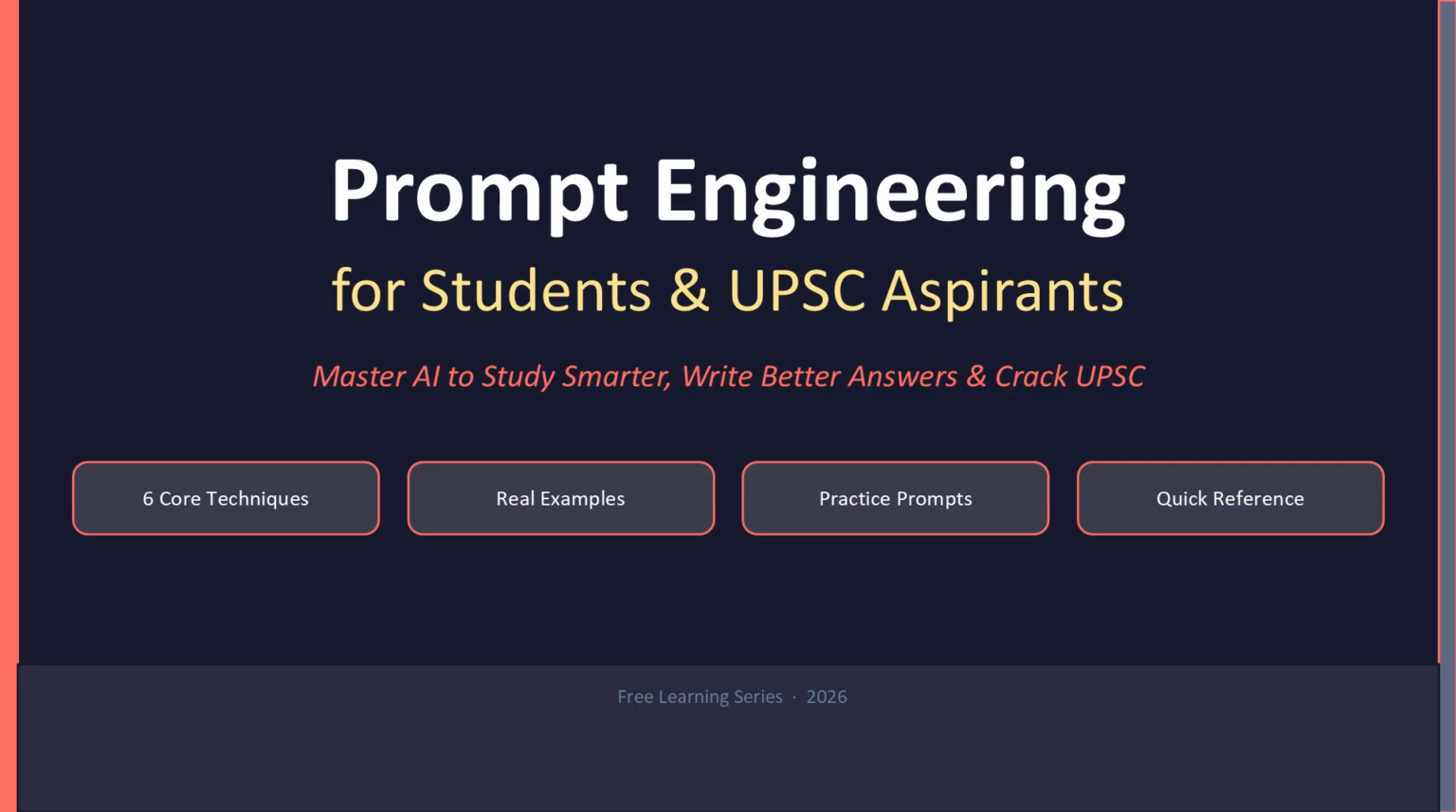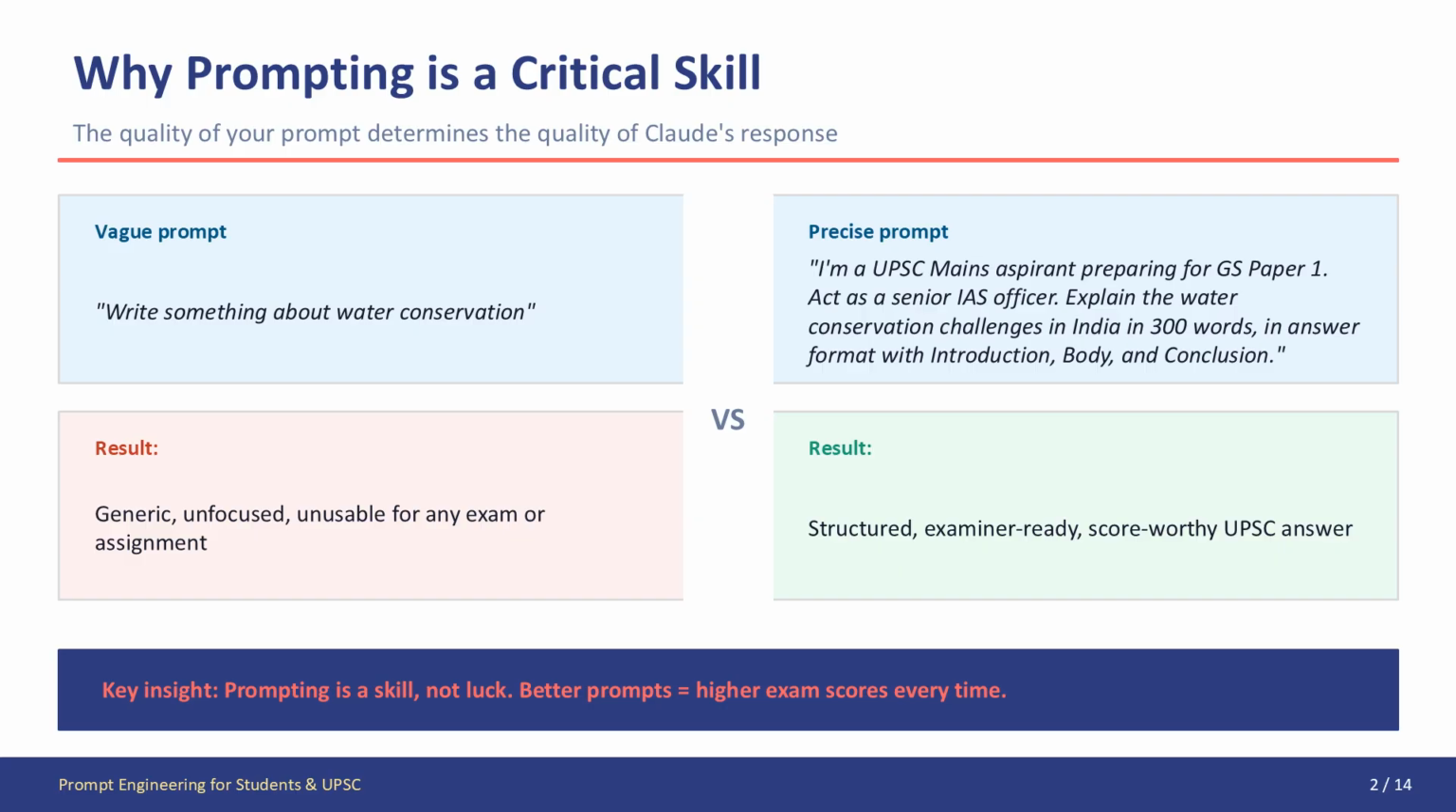We cover zero shot, few shot, chain of thought, role-based prompting, structured output, and constraint-based prompting. Then combine all 6 into one powerful master prompt that generates a GS Paper 4 ethics answer in one shot. Let us begin. Let me show you exactly why prompting matters.